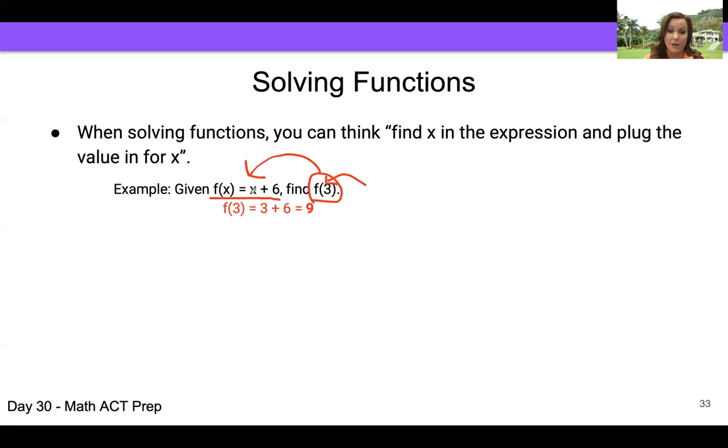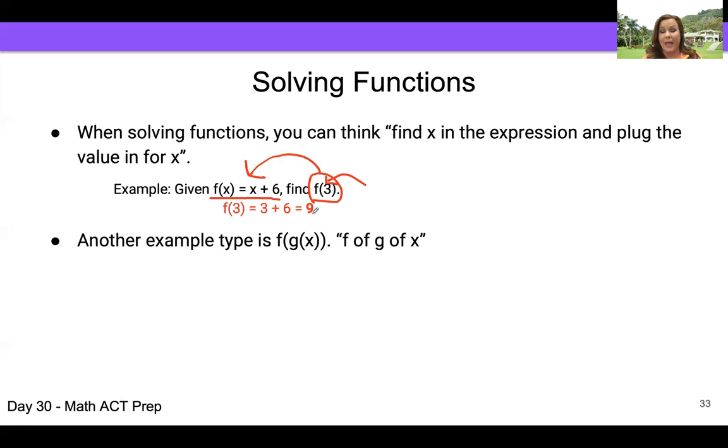So go back here. There's an x. Let's replace it with a 3. It's the only x. So f of 3 is equal to 3 plus 6, which is 9. So when x is 3, y is 9. That's all that means. f of 3 means replace every x in the function with a 3.